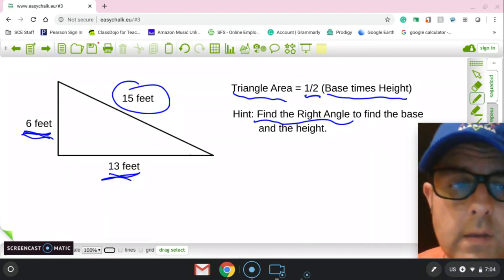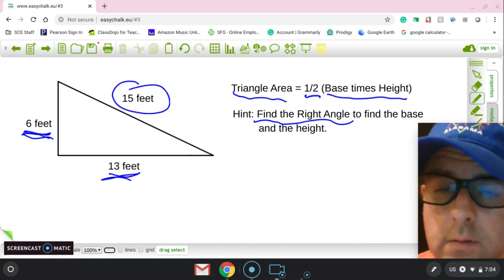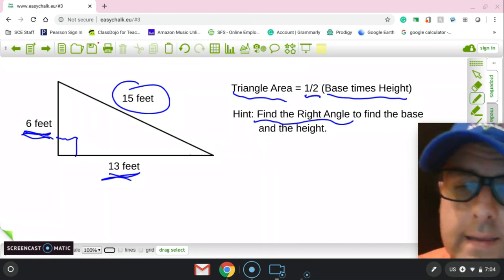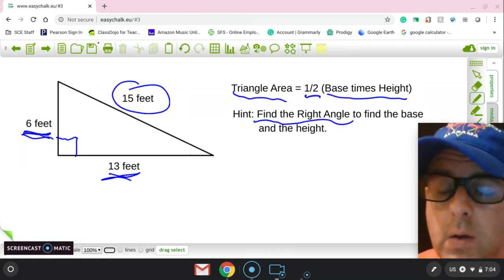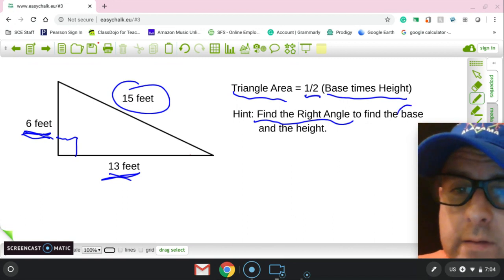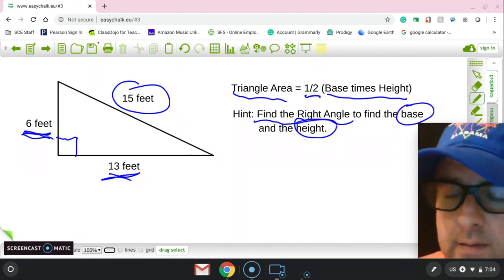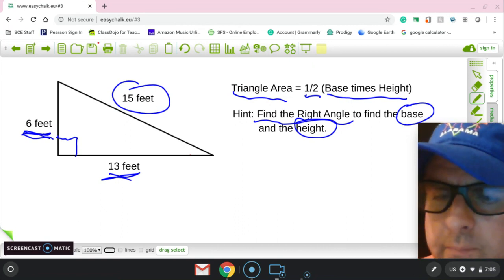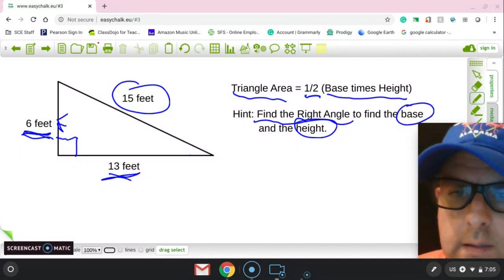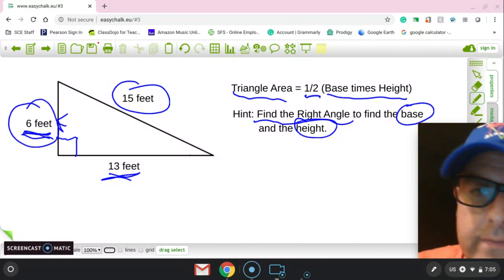Here's what that means. If I look at this triangle, one of the angles is right, or 90 degrees. Can you see it? It is this one right here. That is the right angle, okay? Whatever two sides are connected to that right angle are going to be the base and the height. It doesn't matter which order, okay? You can pick whichever one you want to put first, but those are the base and the height. So do you see how this right angle is touching that line? That means we have to use the 6 feet.